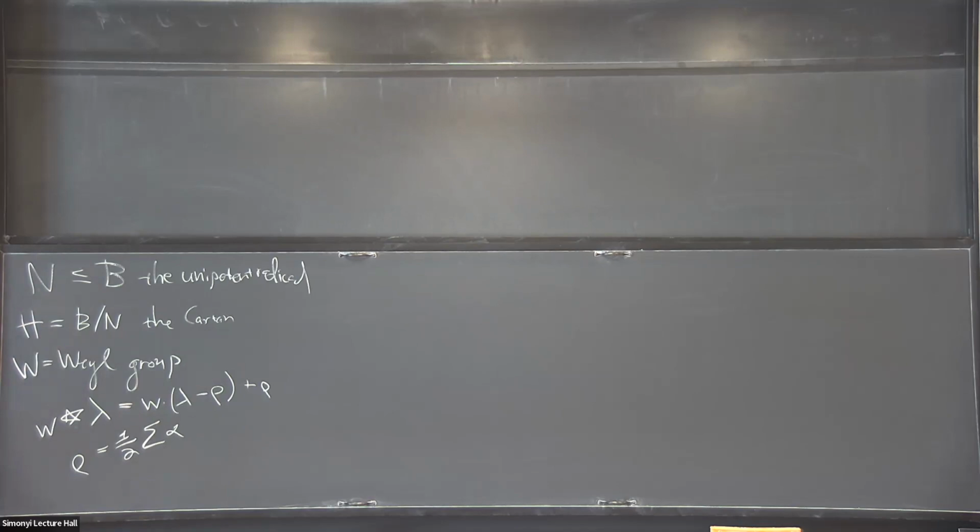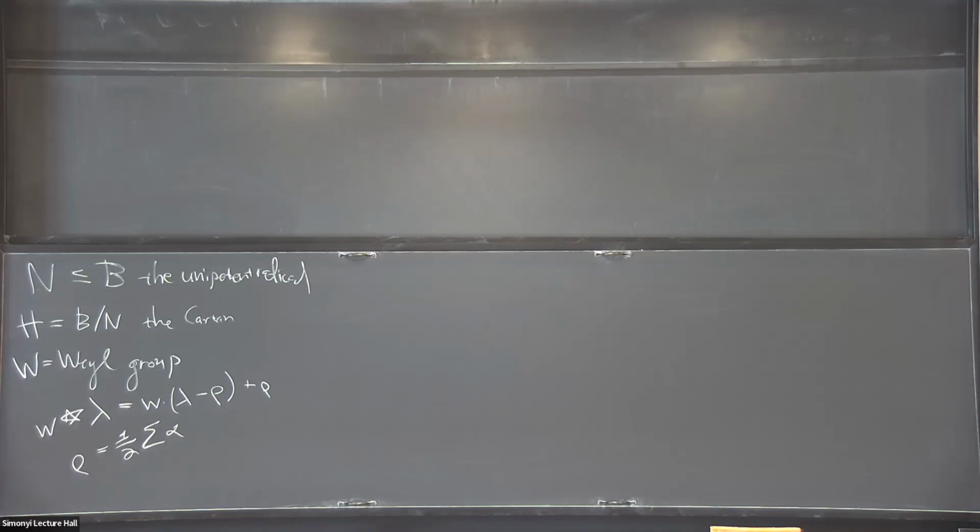Okay. And sorry, H is B mod N. But that's different from the torus. The reason is that if you take the diagonal matrices, they're not the only torus in B. You can conjugate by any element of B. So N is unique, but the torus is not. By doing it this way, it becomes canonical. Okay, yeah, that's a good way of saying it.